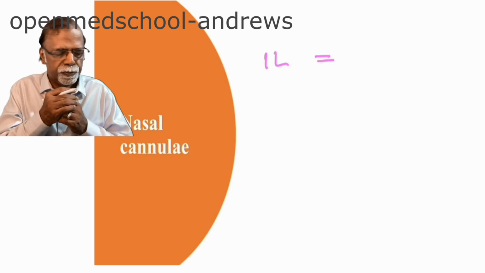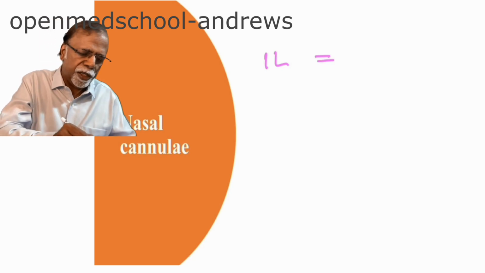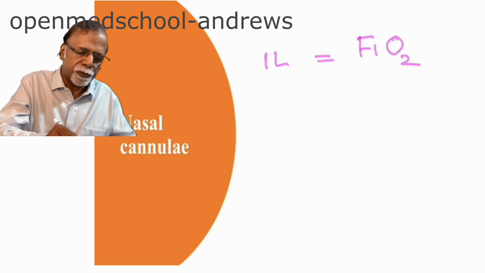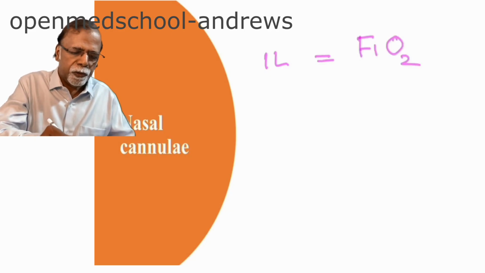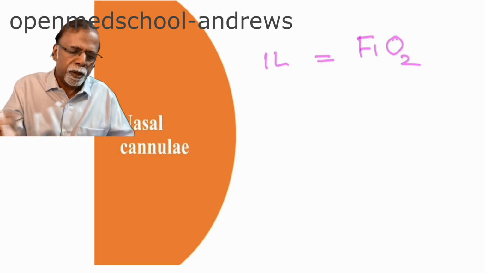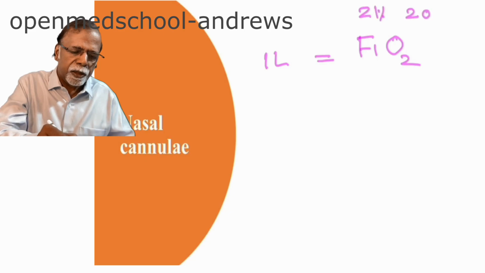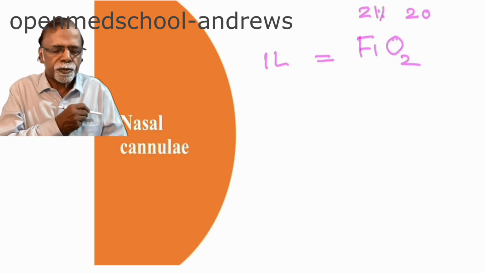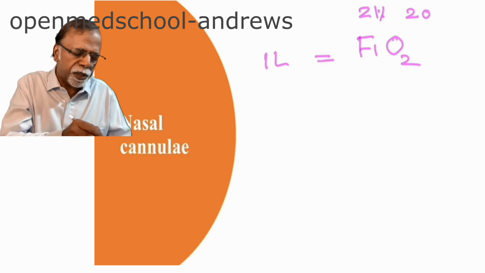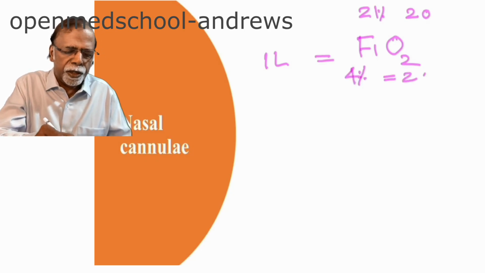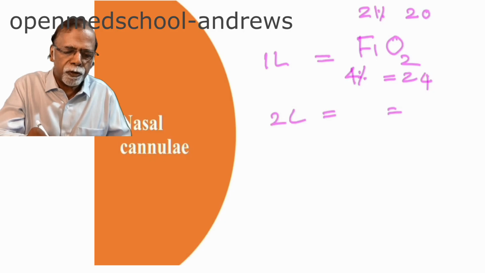We'll just say when 1 liter is given, the percentage of oxygen in the inspired air, it is otherwise called FiO₂. In the atmospheric air, the FiO₂ is 21%. For ease of calculation, take it as 20%. When 1 liter of oxygen is given through nasal cannula, it is approximately 4% increase. So it becomes 24.